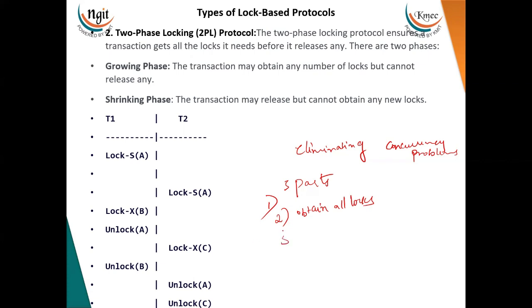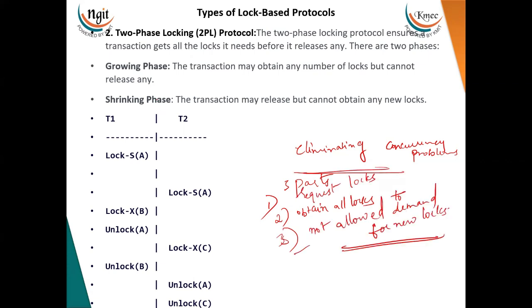So what is the third phase we have? The transaction cannot demand any new lock. Instead, it only releases the acquired locks. Let us see the example. Here we have two transactions, T1 and T2.